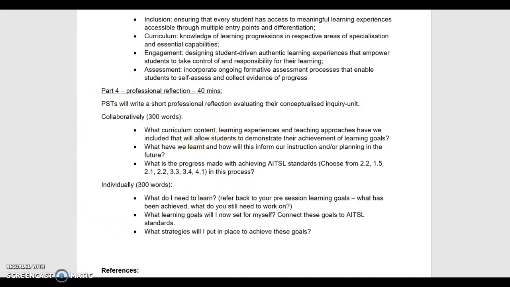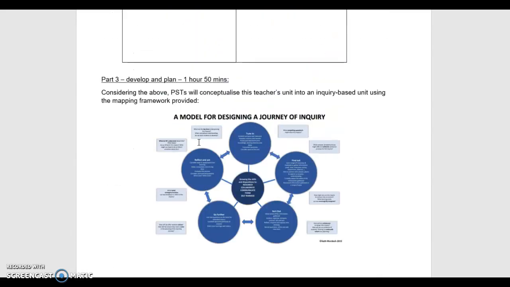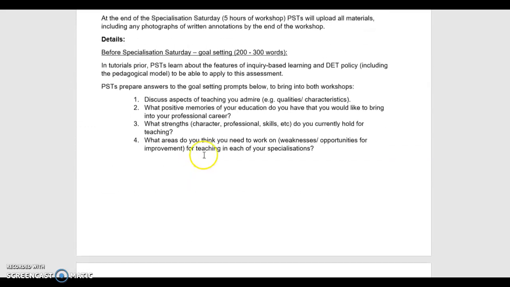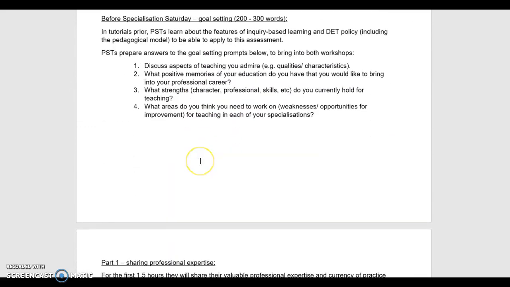So that's an overview of the assessment. Make sure you read over the assessment and its features, its different parts. Come to the first workshop with your goal-setting responses to the 4 questions above. Have a look at Kath Murdoch's inquiry model, understand the various stages in that model, and explore your Victorian curriculum.